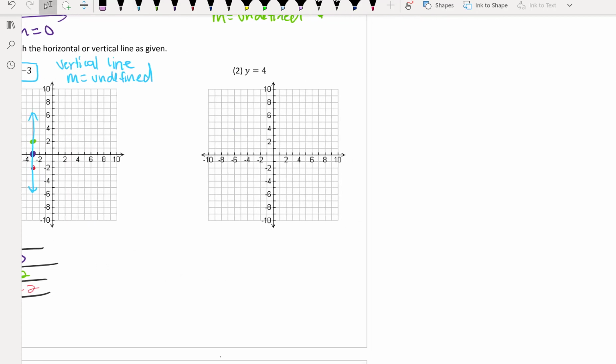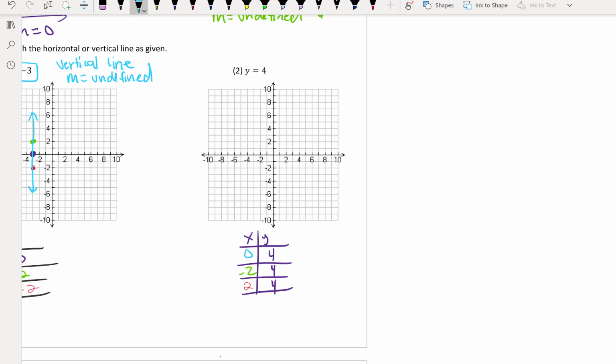Now, for the next one, I have y is equal to 4. So if I'm thinking about my ordered pairs, the only value that is fixed is 4. So this is going to stay fixed at 4. That means I can make this a 0, I can make this a -2, and I can make this, let's say, a +2. Any value of x goes.